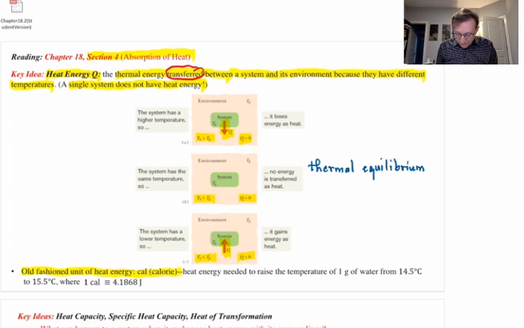Here's its definition. The heat energy needed to raise the temperature of 1 gram of water from 14.5 degrees Celsius to 15.5 degrees Celsius. It's just defined that way. You don't really need to memorize that definition. I'm never going to ask you to write that down. But what you do need to be aware of is that there is a simple conversion factor between the unit of heat energy, calorie, and the SI unit, joule. 1 calorie is defined to be 4.1868 joules. And then you can just convert, if it's given in calories, into joules.